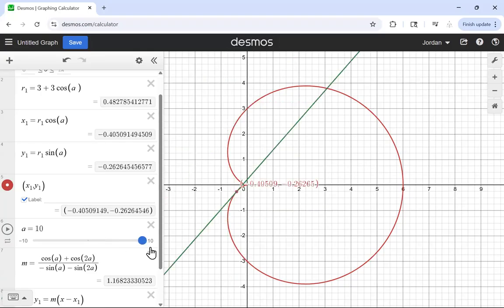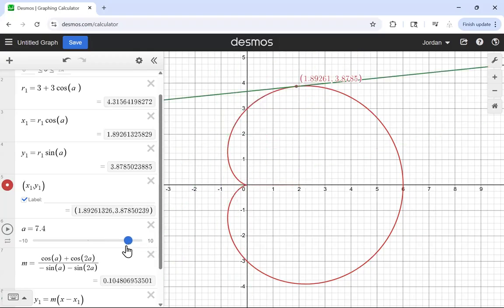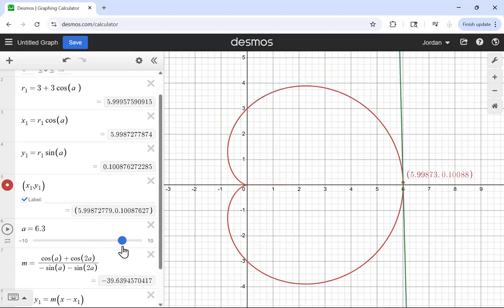We also get a vertical tangent line about there. And obviously, in this, well, right here as well. So that tells you how to find the derivative of this cardioid and what the slope of the tangent line would look like.